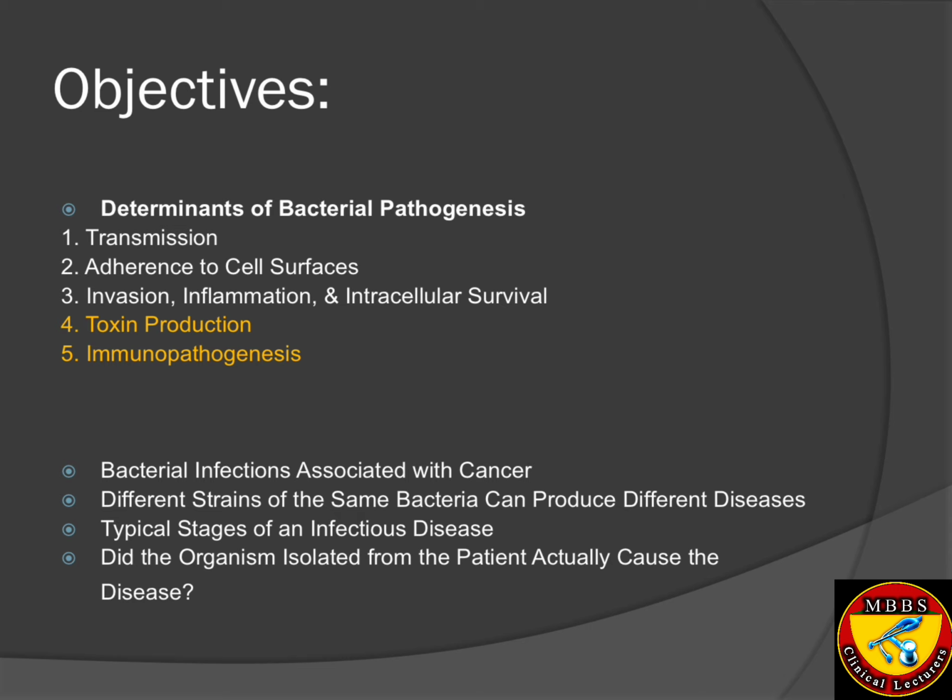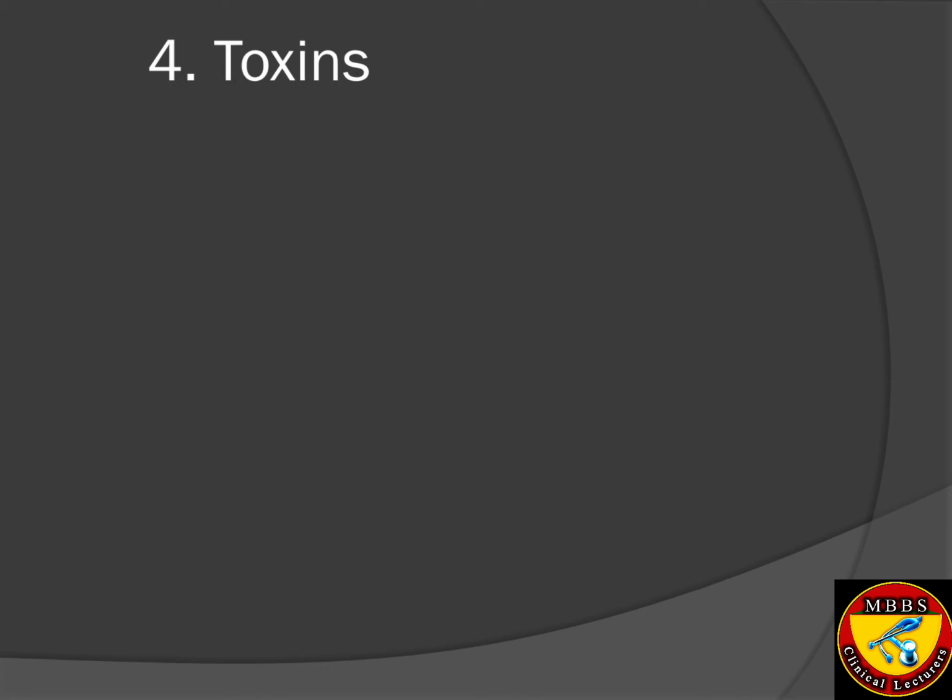Today we'll start with toxin production and immunopathogenesis, and after that we'll discuss how some of these bacterial infections are associated with cancer, how different strains of some bacteria produce different diseases and manifest differently because of different phenotypes, and what the typical stages of an infectious disease are. And we'll also come to Koch's postulates, about whether the organism isolated from the patient actually causes the disease.